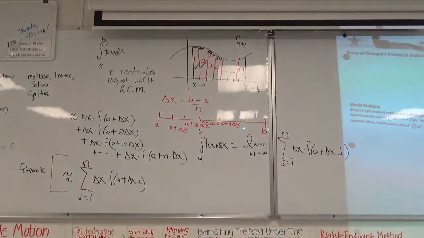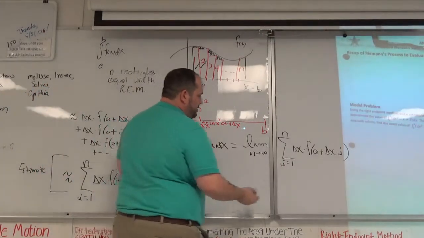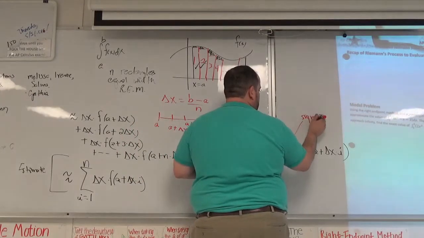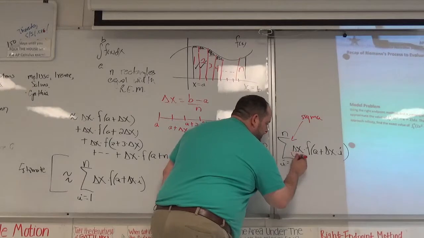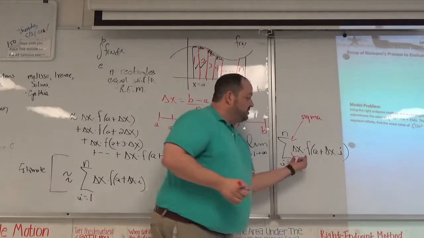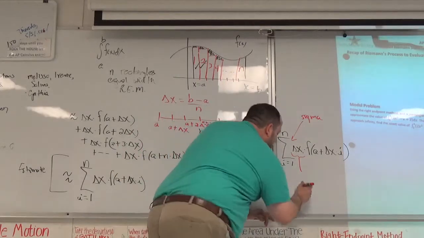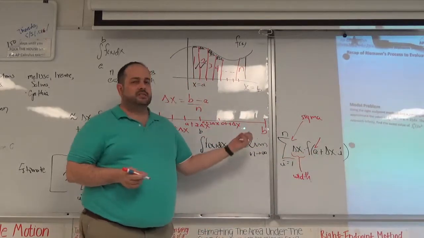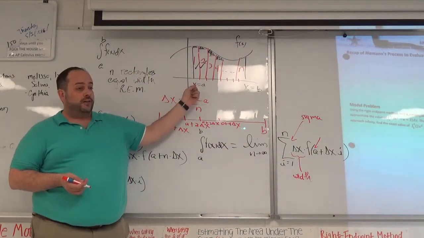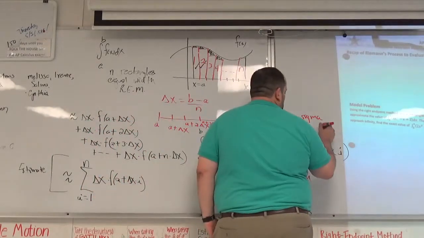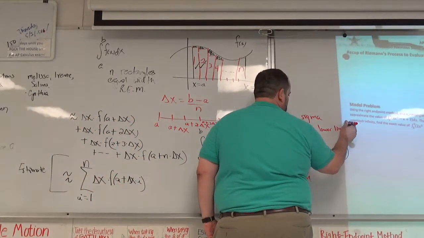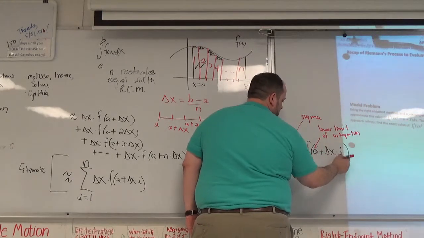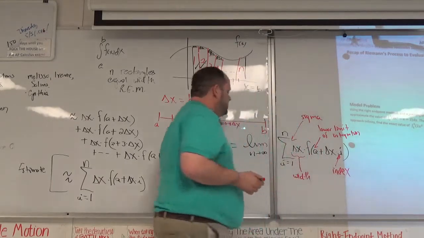Now, just to label all the pieces, this notation here, what do we call it? Sigma. And sigma means sum, it means to add. The delta x stands for the change, the width. The delta x is the width. Okay? Then we also have the a value. That a value, that's not just any random number, that's where you're starting. That's like your left endpoint, your lower limit of integration. And i, we call that the index.